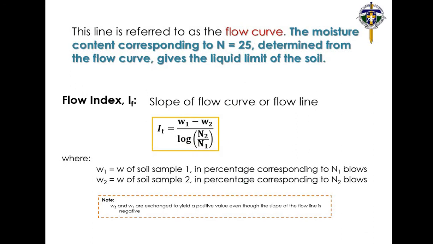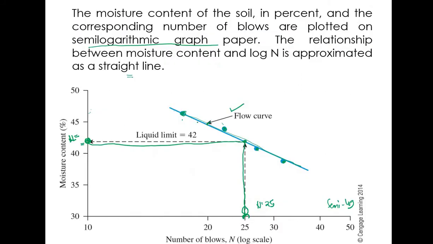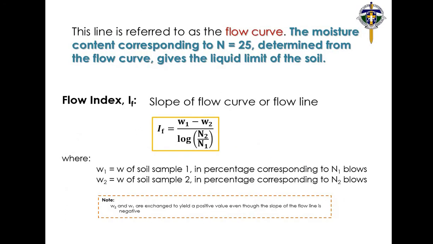So the line is referred to as the flow curve, as mentioned a while back. The moisture content corresponding to N equal to 25, determined from the flow curve, gives the liquid limit of the soil. Flow index, this is the slope of the flow curve or the flow line. So if this is our flow curve, you have here your slope. That is your flow index. So flow index is designated as I_F, which is equal to W1 minus W2 divided by the logarithm of the quantity N2 divided by N1.